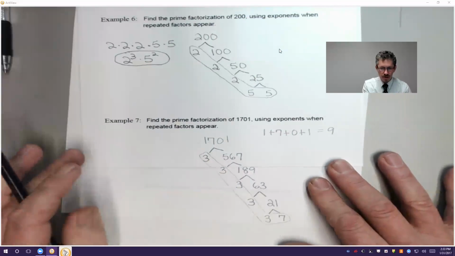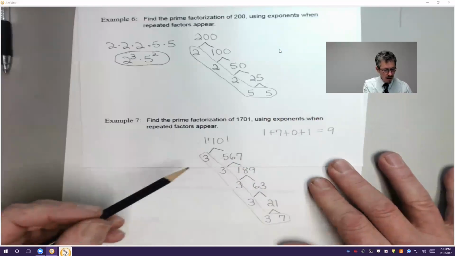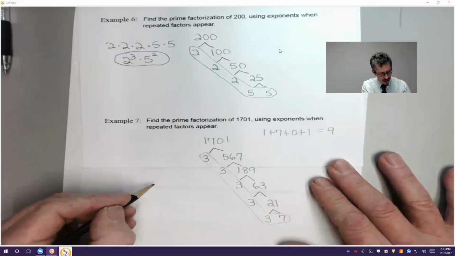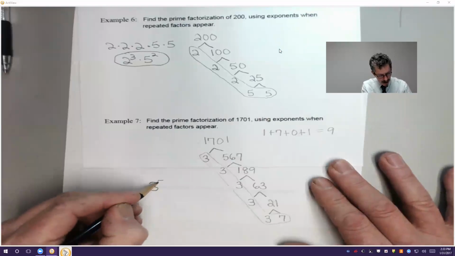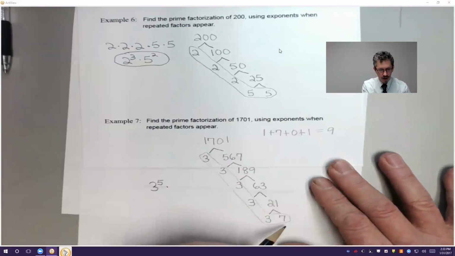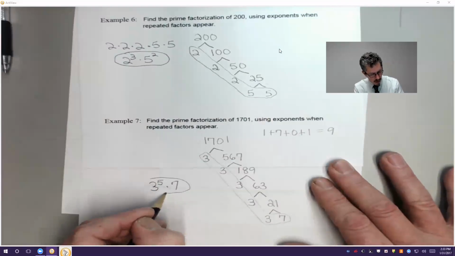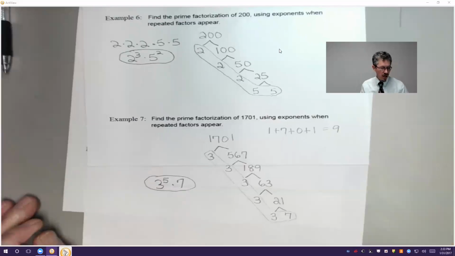Notice the instruction again, use exponents. So I'm going to have 1, 2, 3, 4, 5 3s, 3 to the 5th power, and 1 7. That's the exponential form for the prime factorization of 1,701.